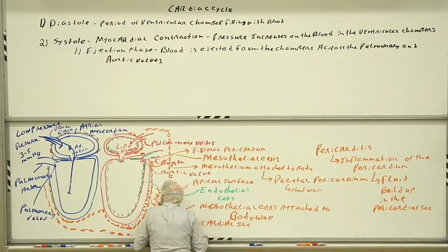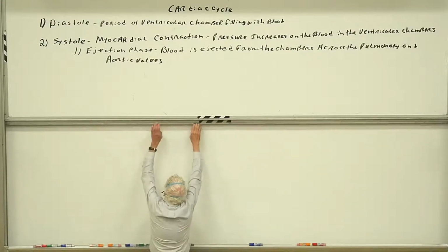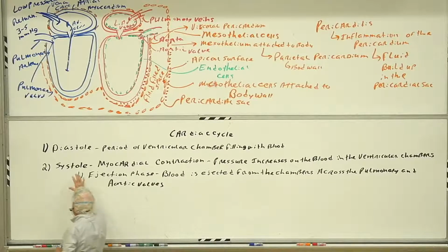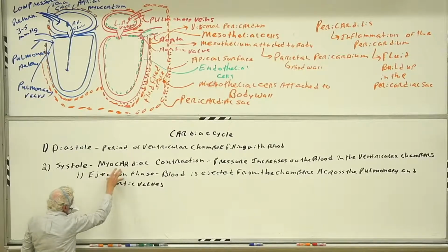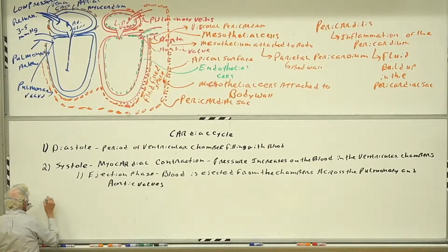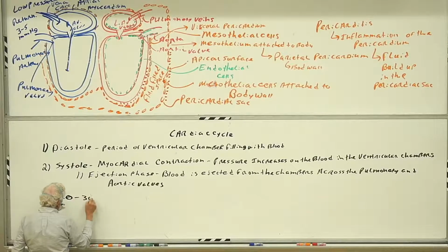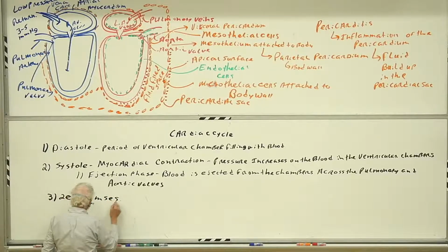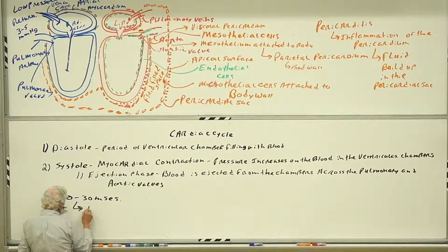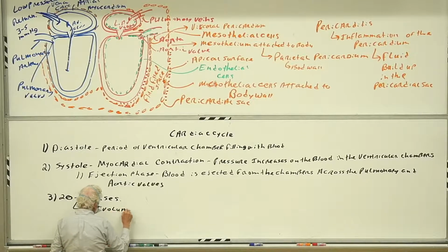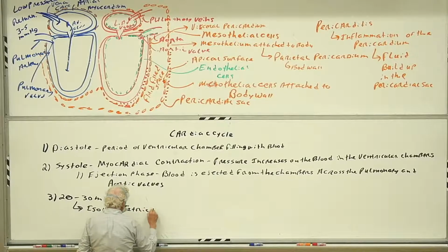So we've gone through this where we have filled the heart chambers, then we have increased the pressure, we forced the blood out into the tubes in this ejection phase, and the third thing I'm going to tell you about is a very short period. It's only about 20 to maybe 30 milliseconds long, maybe less. And this is a period known as isovolumetric relaxation.